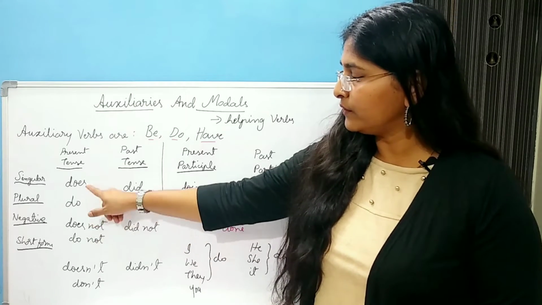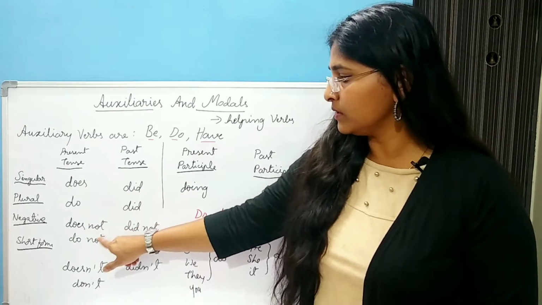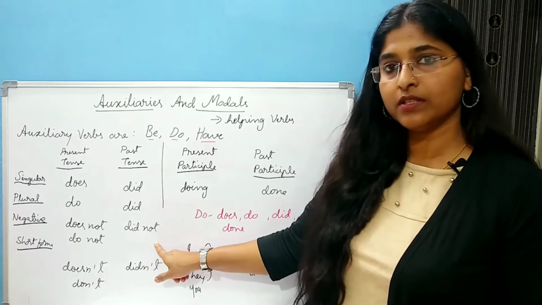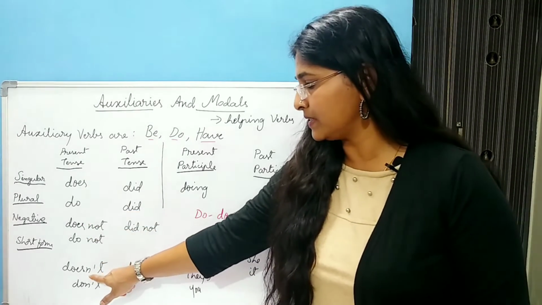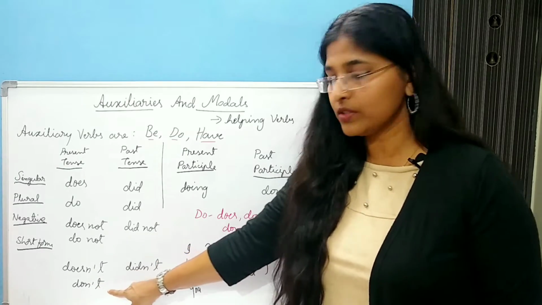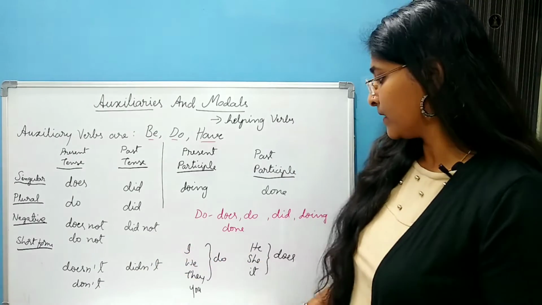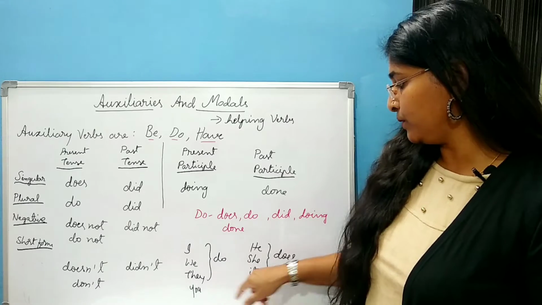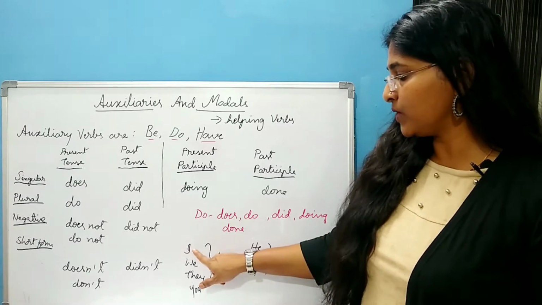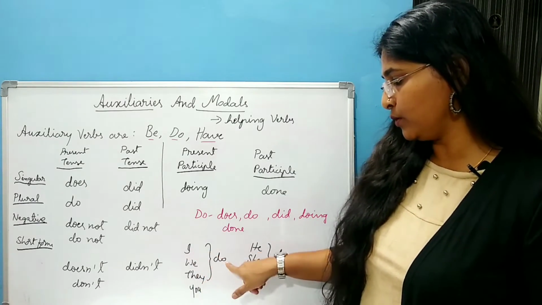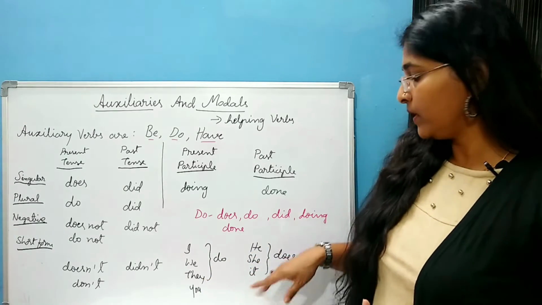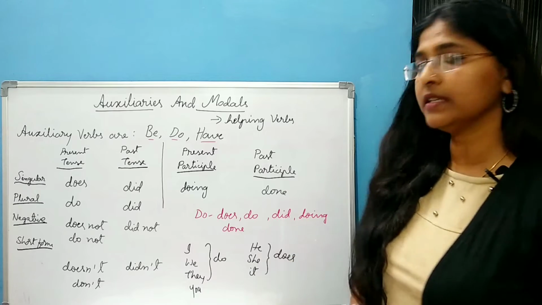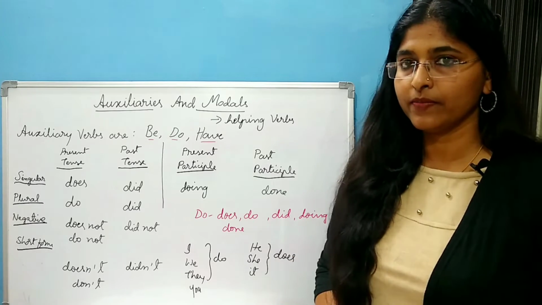And the negatives of these words are does not, do not, did not. The short forms of these negatives are doesn't, don't, didn't. See, where to use do and does? When the subject is I, we say I do, we do, they do, you do. When the subject is he, she, it, then we use does.